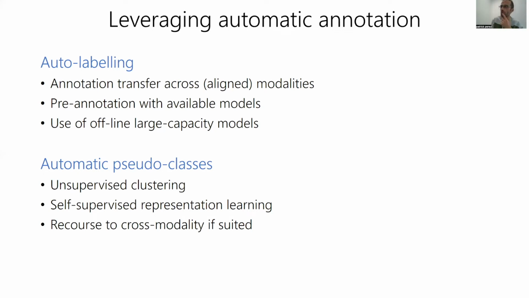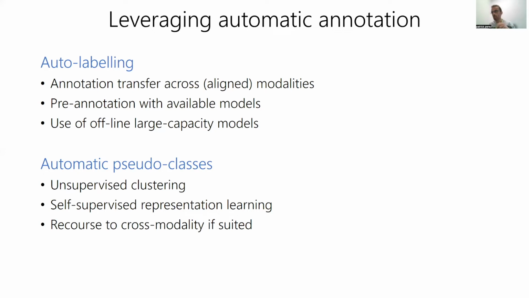So the second part is about using automatic annotation in the form of auto labeling. In particular, you either transfer or propagate your existing annotation from one sensory modality to another, in which case they need to be aligned, or you use a model which is already available off the shelf and which is good, and you use that as an annotator, or at least it provides you pre-annotation to be cleaned by a real human annotator.